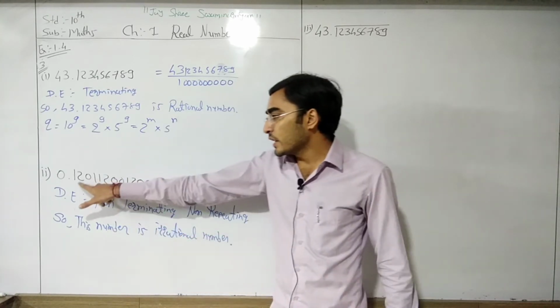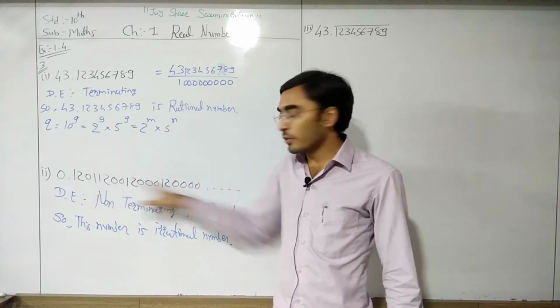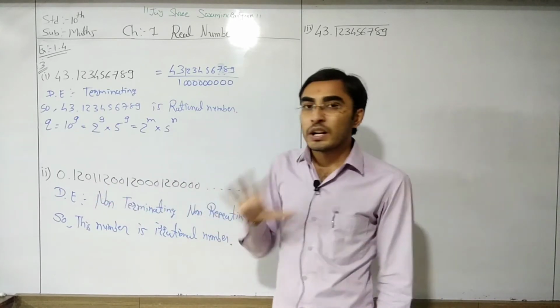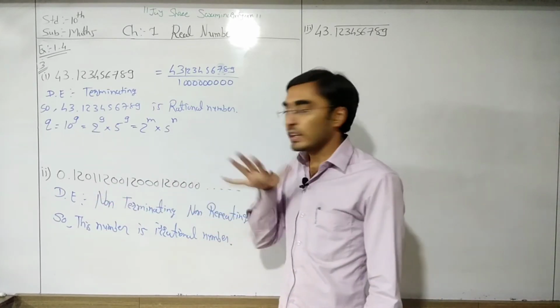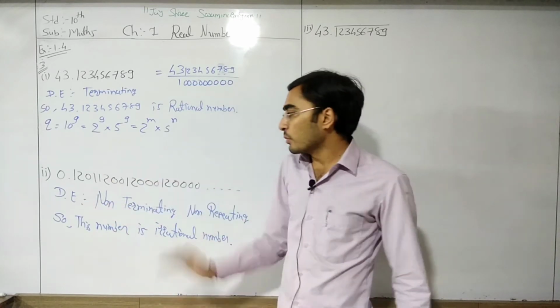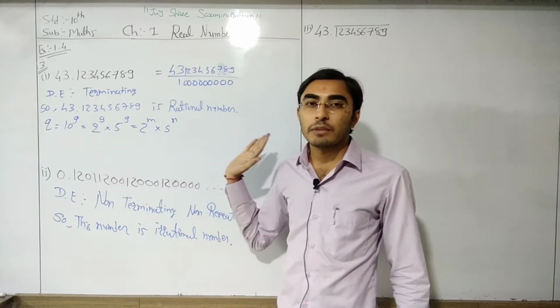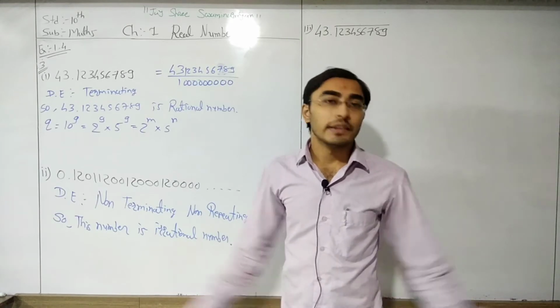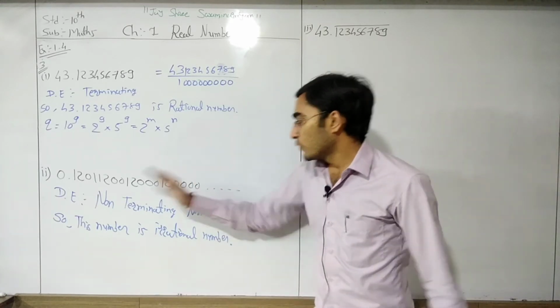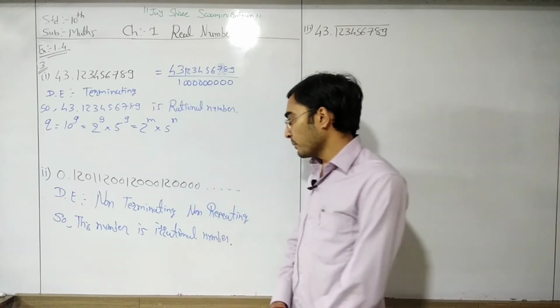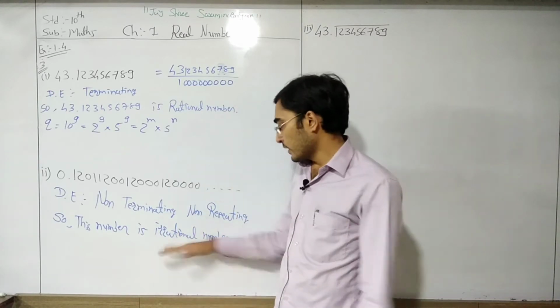If we had 1, 2, 0, 1, 2, 0, 1, 2, 0, 1, 2, 0, at that time we could say that the digits are repeating. But here it is 1 zero, 2 zeros, 3 zeros, 4 zeros. So the digits are never repeating here. That's why it is a non-terminating, non-repeating decimal expansion, and that's why this number is irrational.